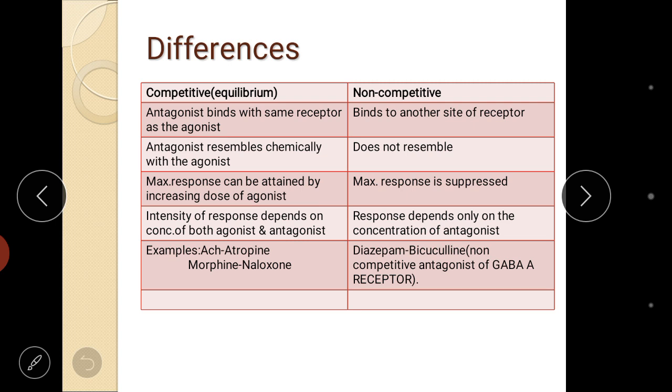In case of non-competitive antagonism, an example is diazepam. It's a benzodiazepine, used in many cases: as a sedative hypnotic in insomnia, as an anti-epileptic in epilepsy, and also as a general anesthetic. Anything you can remember, either the slides on competitive and non-competitive antagonism, or just this table. Both are enough. Thank you.